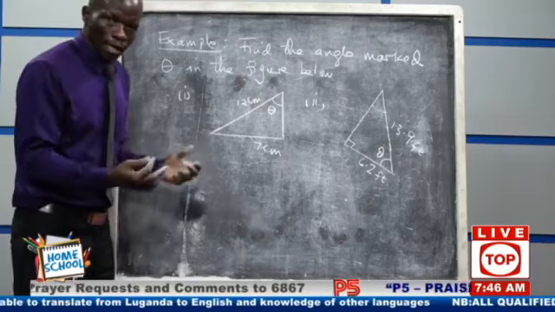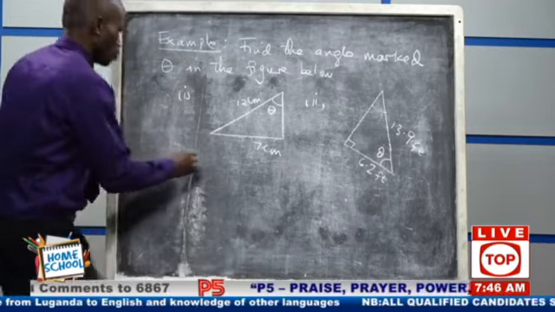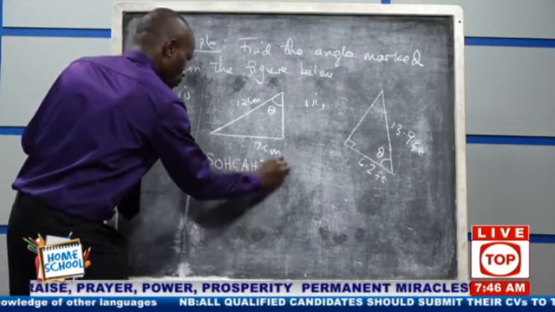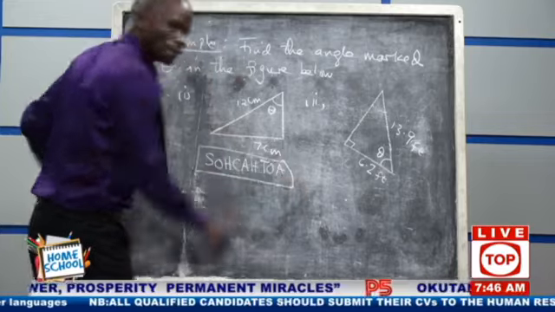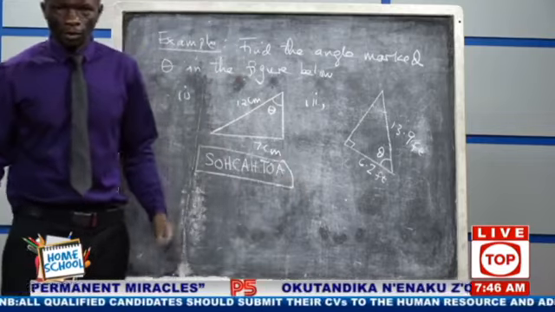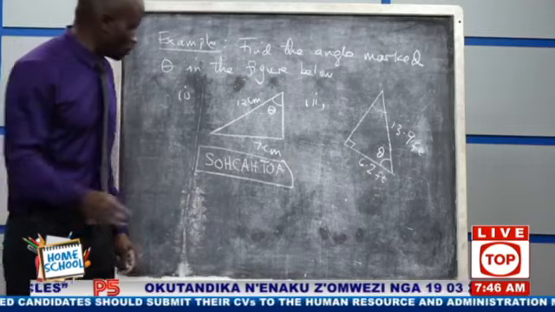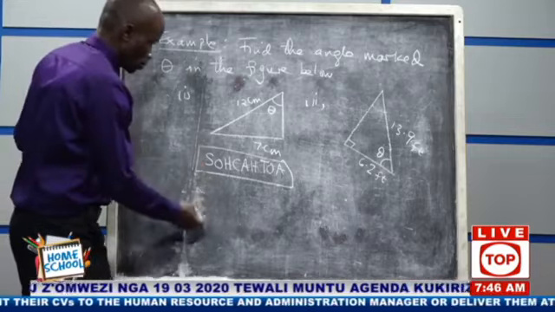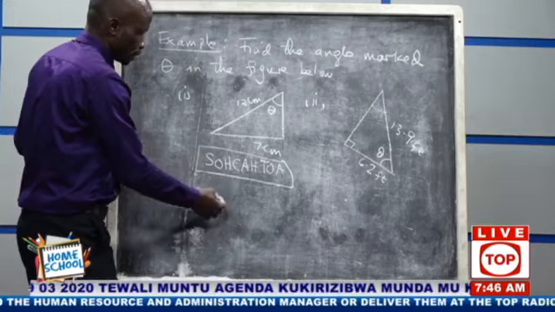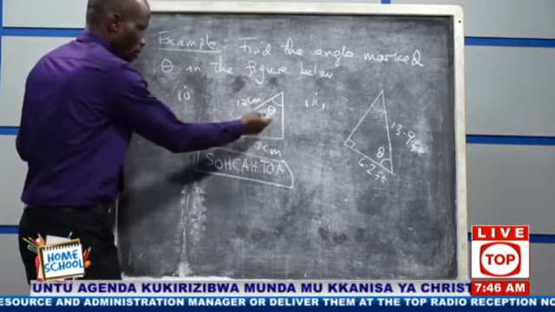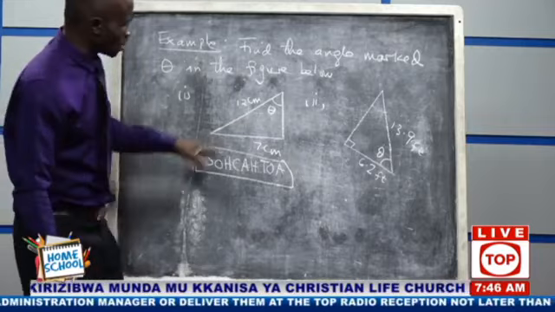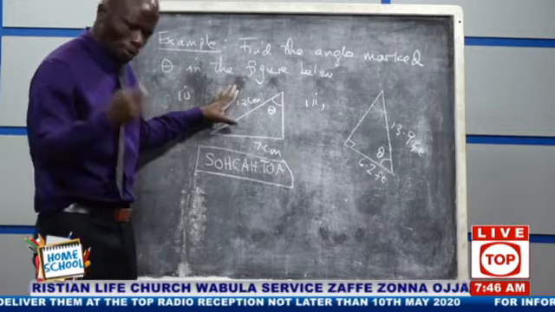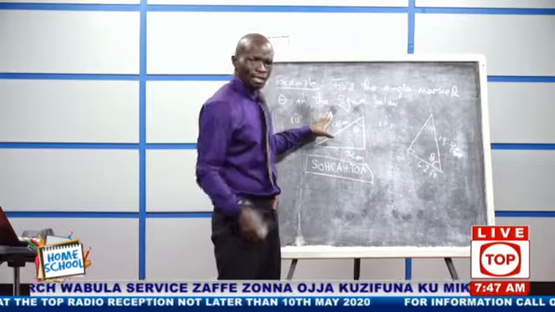My SOHCAHTOA. This is something you should never forget when you're dealing with trig. Never forget the SOHCAHTOA. If this is my theta, this sometimes normally confuses us. Most of you have no problem with the hypotenuse, but the problem is always where is the adjacent? Where is the hypotenuse? And that should never disturb you at all.